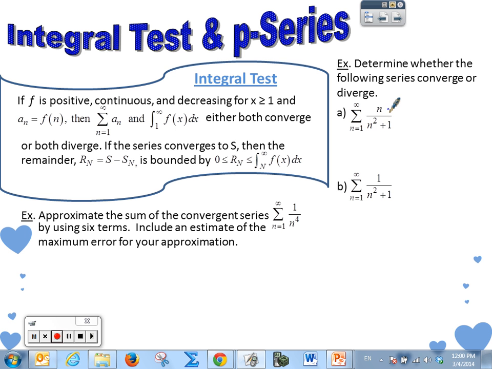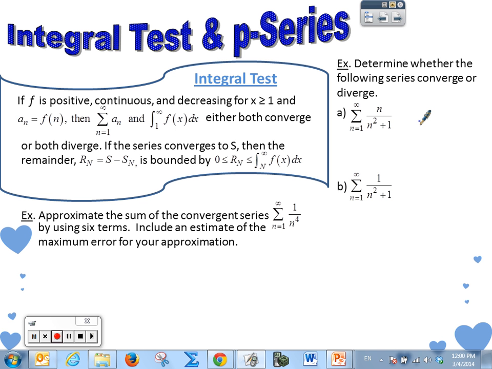We would have to look for a pattern. I'd put a 1 in here, and I'd get 1/2. Put a 2 in there, I'd get 2/5, and so forth. I'd write the terms out, and I'd have to actually write an equation for the partial sums, and then take the limit of that to infinity.